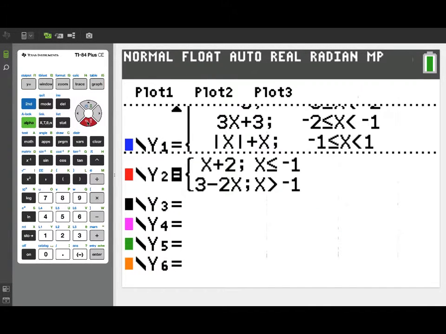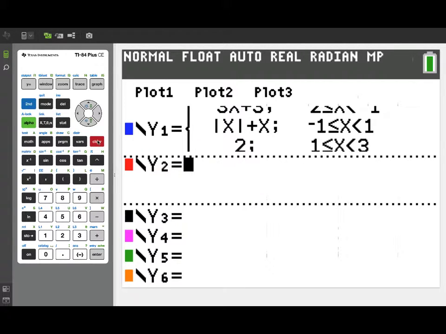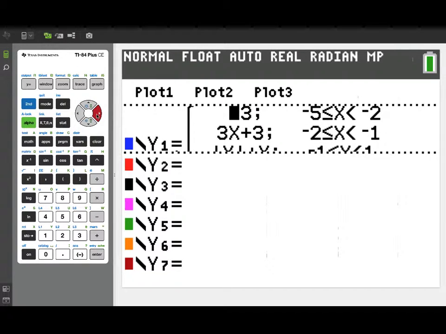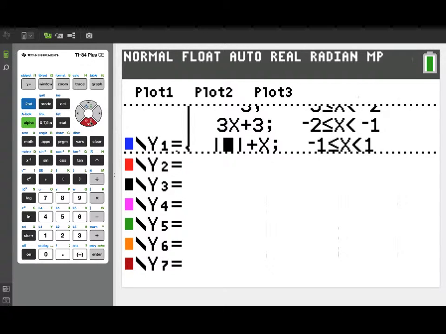Now I've gone back to y equals, I'll clear out y2, and let's turn our attention to y1. This is the function that was presented on the Common Exam questions AB3, BC3 in 2018. This function is equal to -3 for -5 less than or equal to x less than -2, 3x plus 3 for -2 less than or equal to x less than -1, and this next piece, absolute value of x plus x, that's actually going to end up being equal to 0 for x between -1 and 0, and 2x for 0 less than x less than 1.